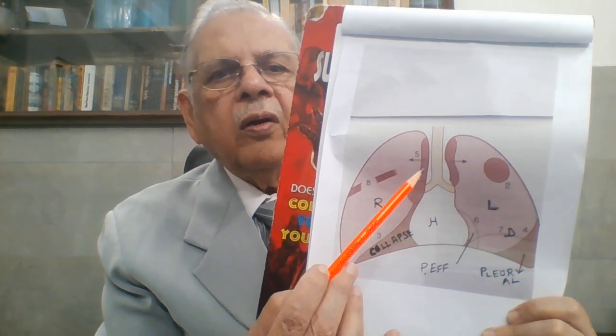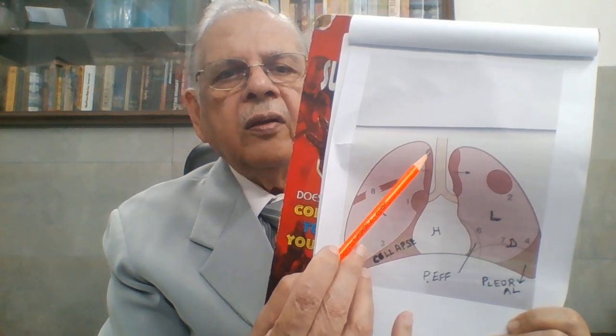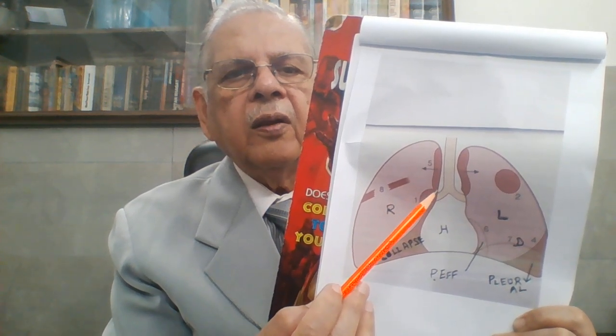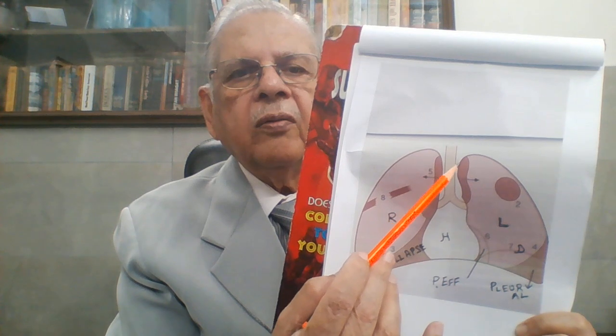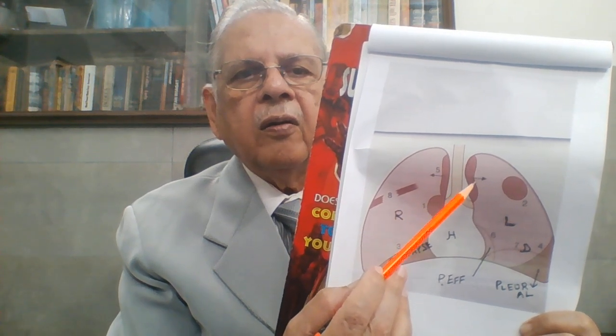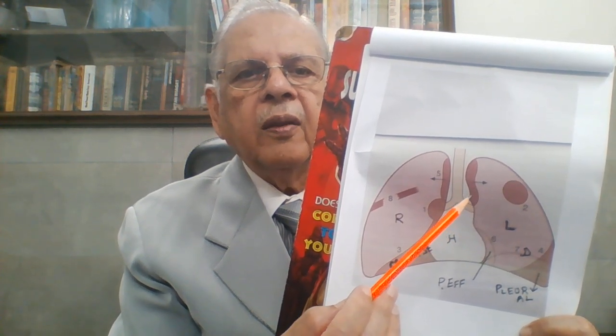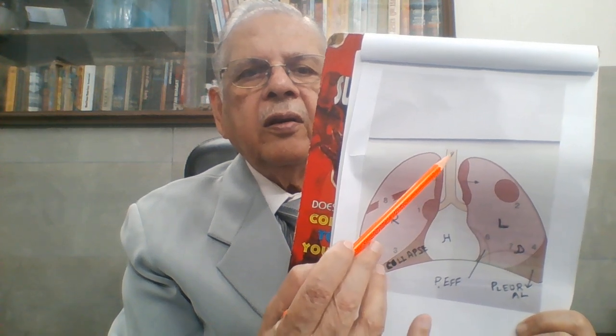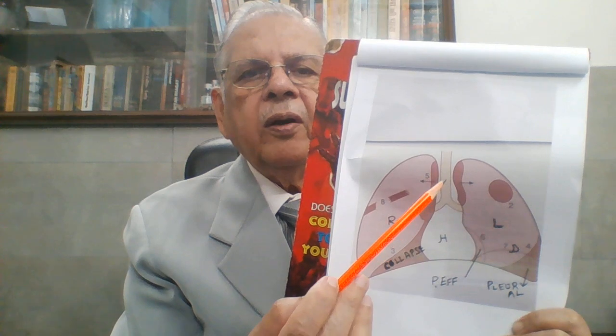If we go higher up, we find these two linear or vertical, you can call them, opacities here, and in the center you see this hollow tube. This is the windpipe or trachea.